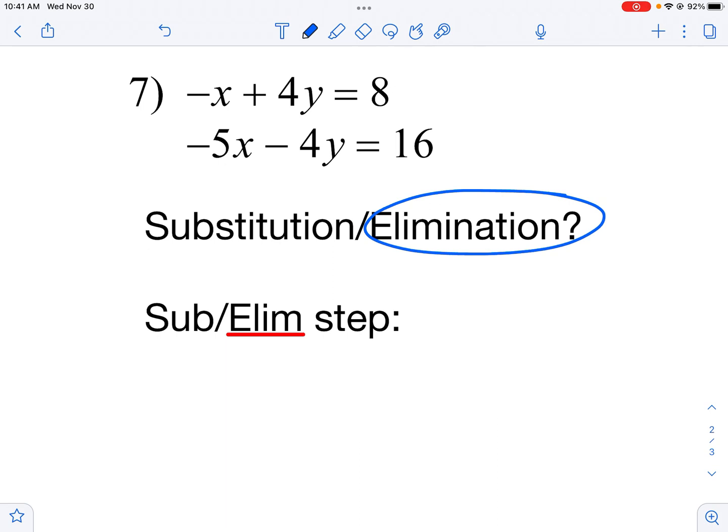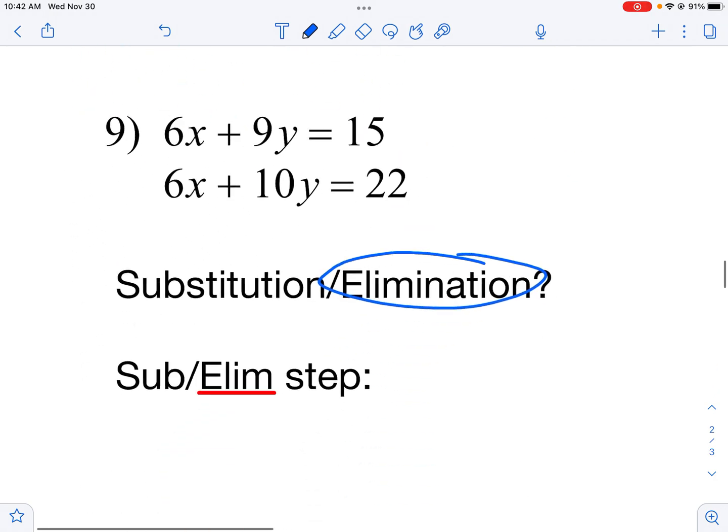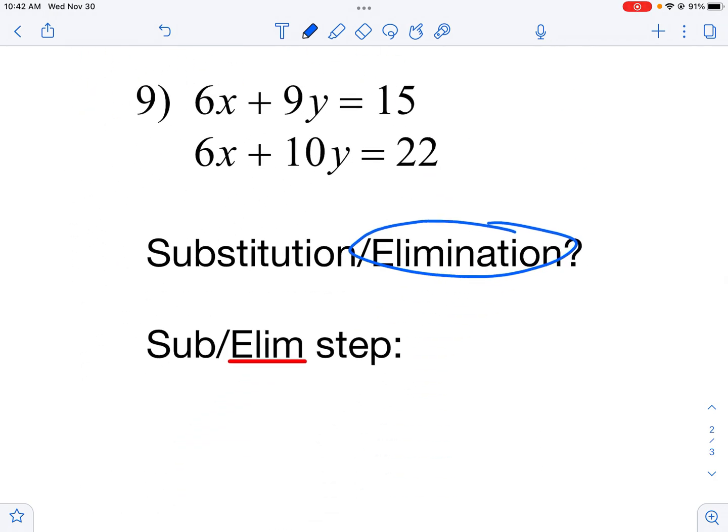Let's jump to 7. We talked about 7, how it would be good for elimination. Well, to eliminate on this, I would just add my equations. So I'm going to put plus, plus, plus, just down my columns. But I'm going to put my result down here because that's where it asks you to put it. Negative x plus negative 5x is going to give me negative 6x. 4y plus negative 4y is 0y. And then on the right side, 8 plus 16 is 24. So there we go. I did my elimination step. Let's look at 9. Go ahead and do the elimination step.